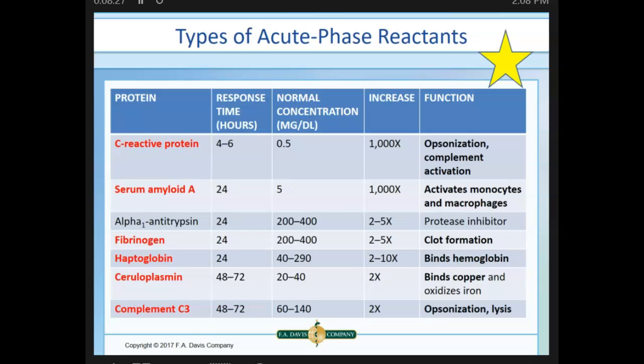So the acute phase reactants of particular importance include C-reactive protein, and its function is to serve as an opsonization component and also in complement activation. And complement has its own chapter. Serum amyloid A activates monocytes and macrophages. Alpha-1 antitrypsin is a protease inhibitor. That one's not so important for us. Fibrinogen is involved in clot formation.